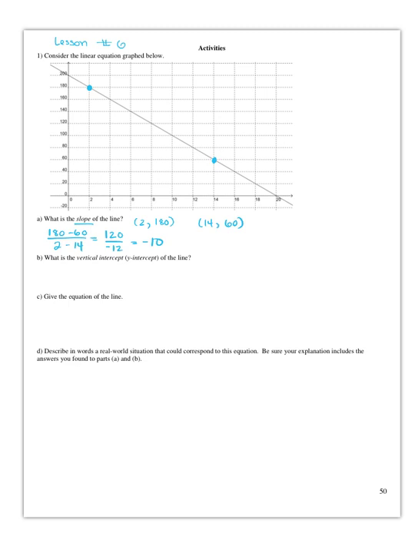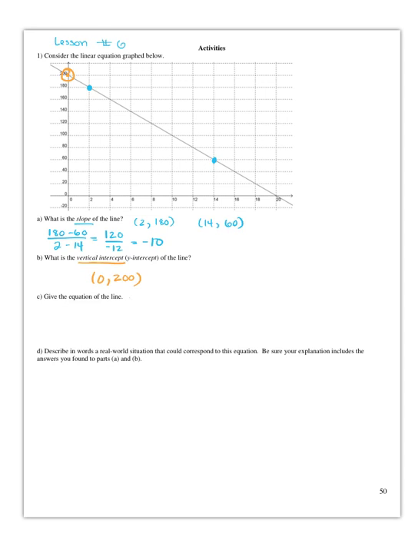The next question asks us, what is the vertical intercept of the line? So the vertical intercept is the point circled above, and that point's coordinates are 0, 200. The vertical intercept is where the line intersects the vertical axis.